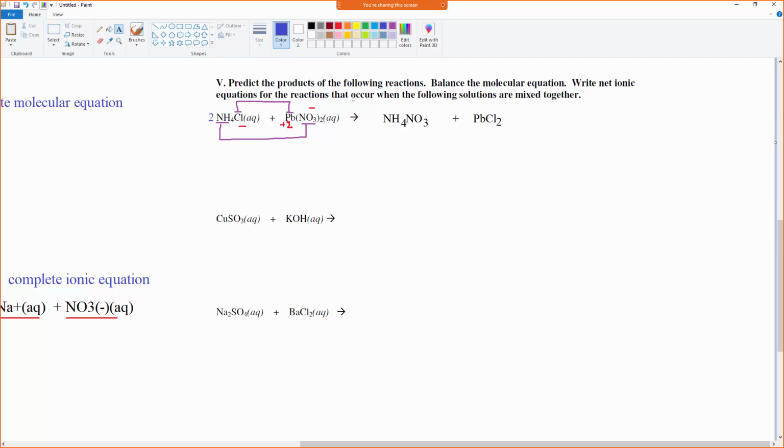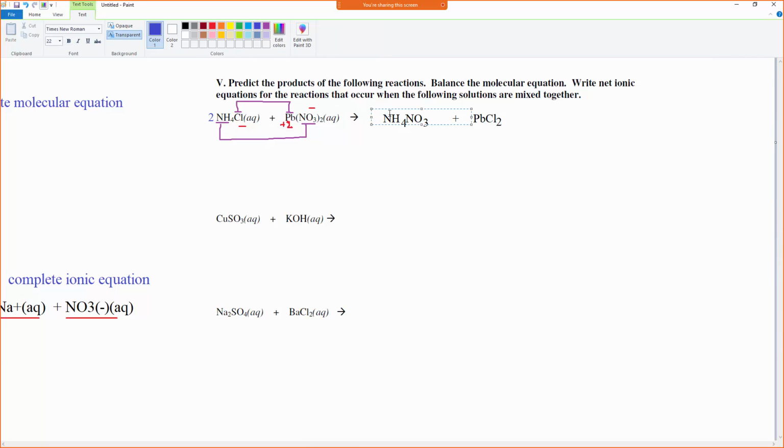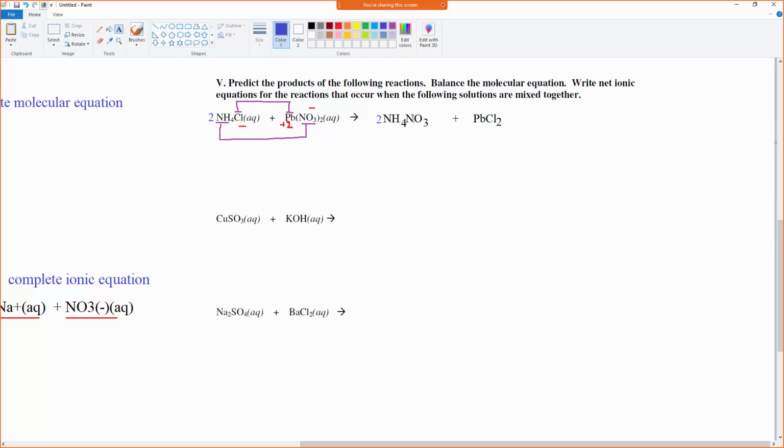Which makes it perfect, Nicole. So we need 2 NH4s on the right, so we're going to put a 2 right here. Excellent. And then that gives me 2 nitrates, which balances out the 2 nitrates that are already there. All right, perfect. You guys got it.